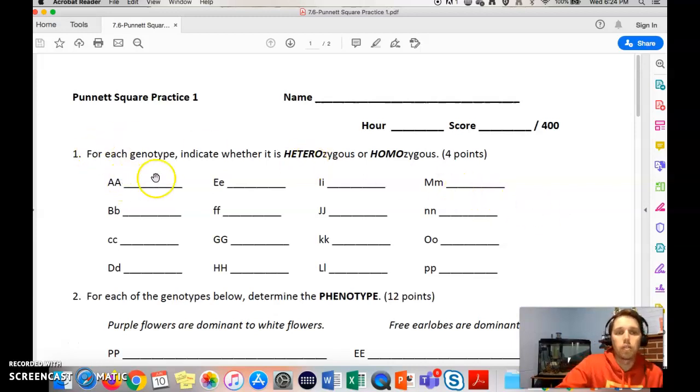This first section says for each genotype indicate whether it is heterozygous or homozygous. On each one of these lines, you will simply be writing hetero or homo. That's all. If it's the same allele or the same letter repeated twice, like big A, big A, you're going to write homozygous. Just like if it's little k, same letter twice, homozygous. You will be filling in heterozygous for things like big B, little b. They're different types of B's. Hetero means different. Hetero. That's all.